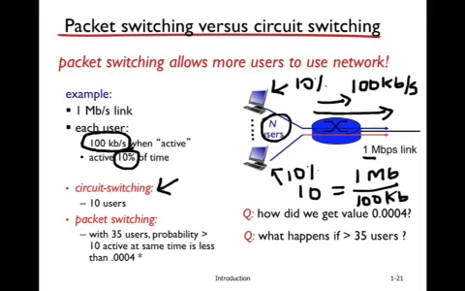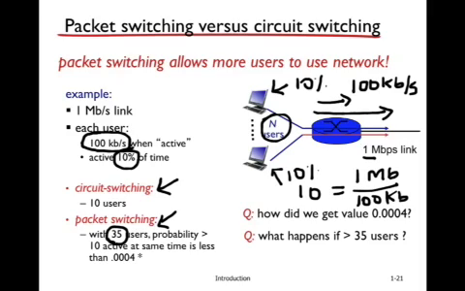Instead, if you use packet switching, since there is no resource reservation here, the users will use the link whenever they have data to send, and if they don't have any data to send, somebody else could use the link, so you're not holding on to the resource. You can actually demonstrate that you could support up to 35 users with the probability that more than 10 active users will be like less than 0.0004.